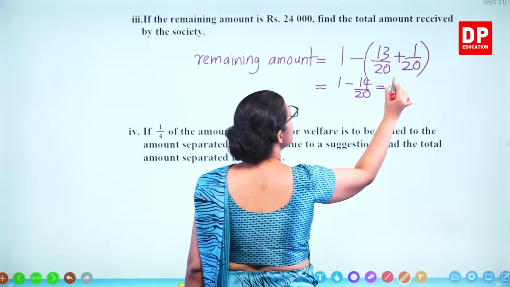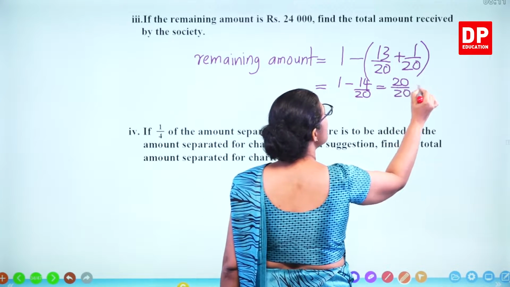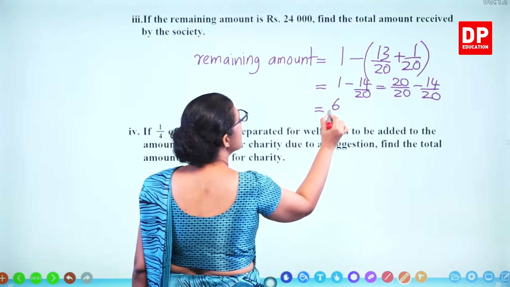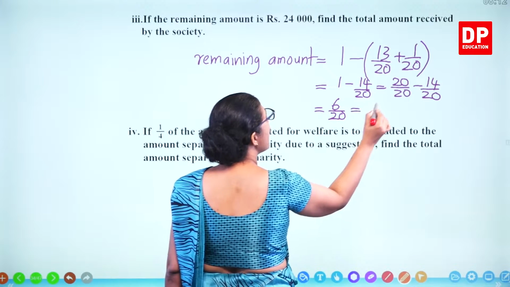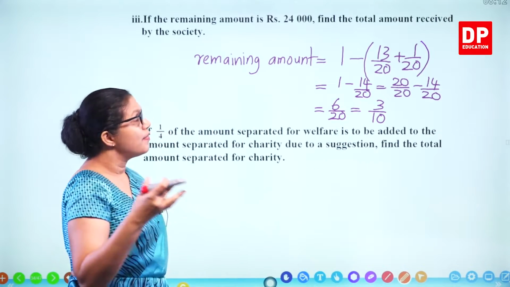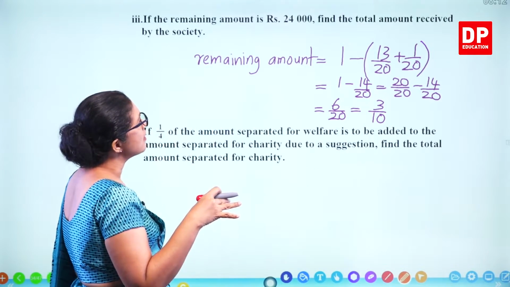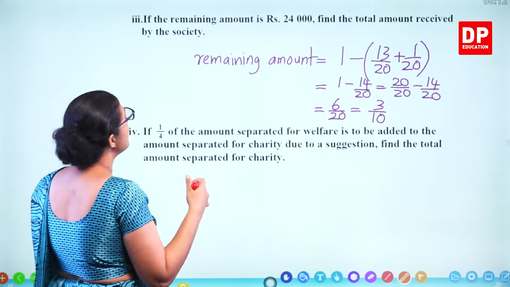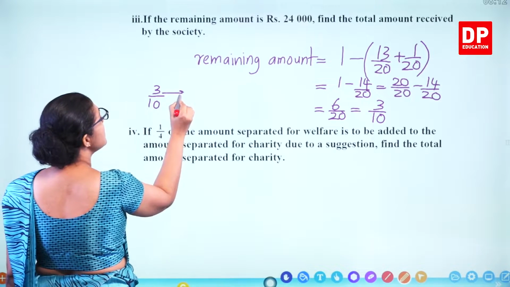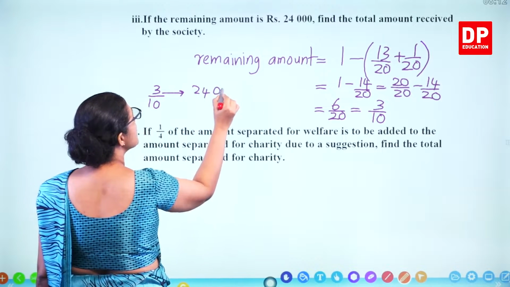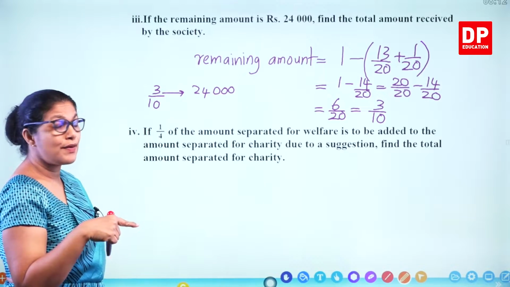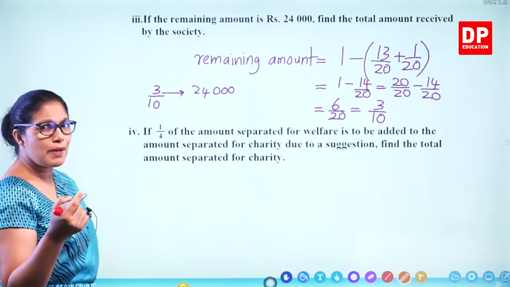What's that? 20 over 20 minus 14 over 20. That's 6 over 20. Or you can write 3 over 10. That's the remaining amount. That's equal to 24,000. So how do you find out the total amount? 3 over 10 is 24,000 rupees. So 1 part is, you have to divide by 3, and for 10 parts you multiply by 10.